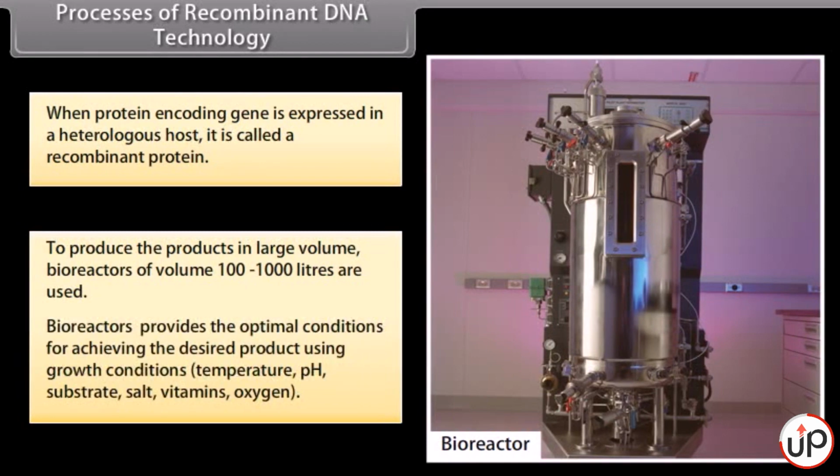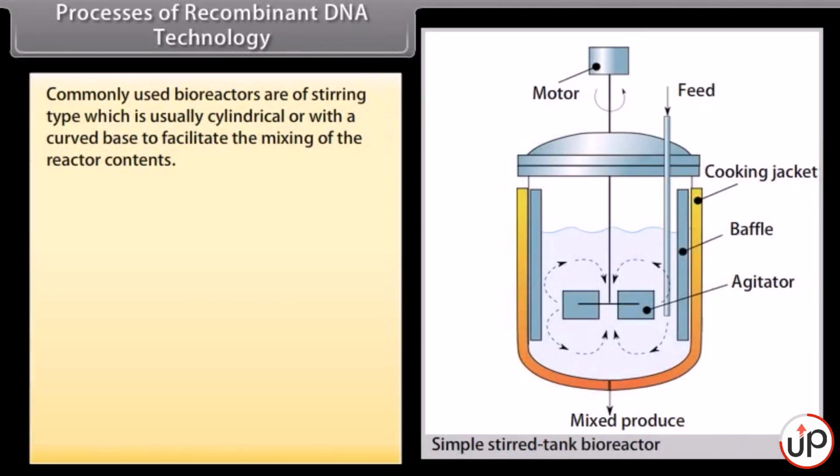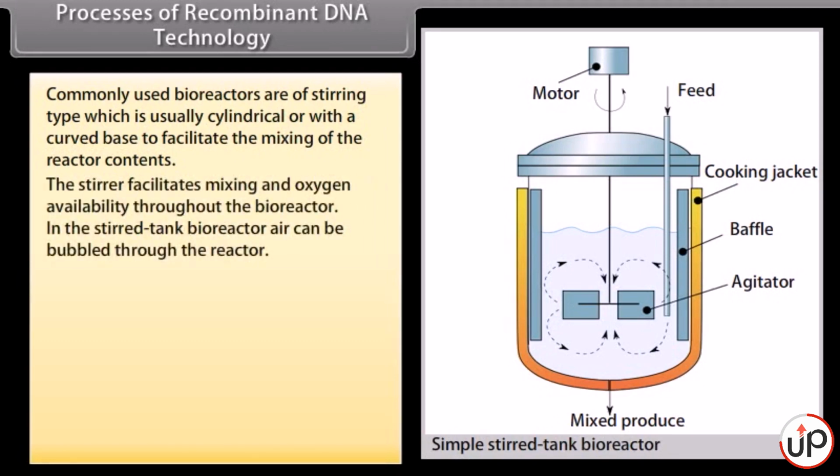Bioreactors provide the optimal conditions for achieving the desired product using growth conditions, temperature, pH, substrate, salt, vitamins, and oxygen. Commonly used bioreactors are of stirring type, which is usually cylindrical or with a curved base to facilitate the mixing of the reactor contents. The stirrer facilitates mixing and oxygen availability throughout the bioreactor.